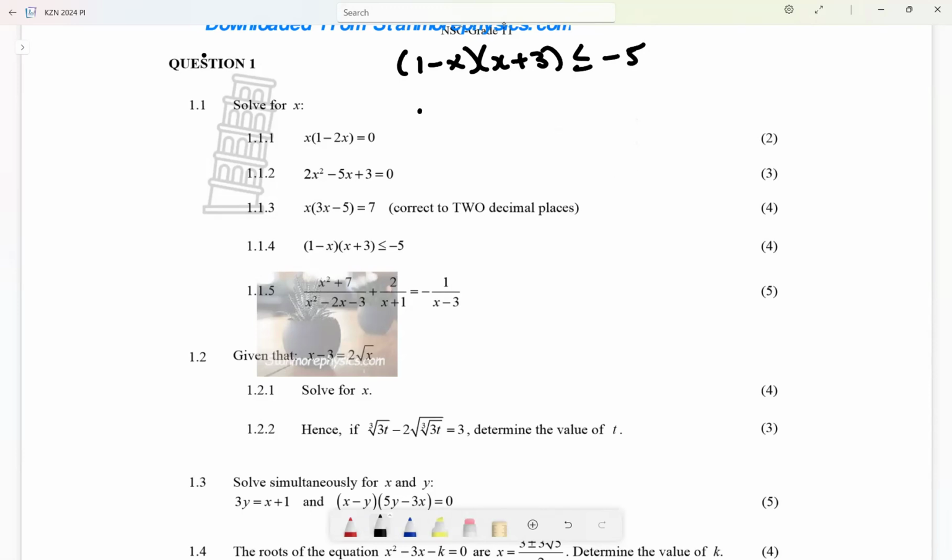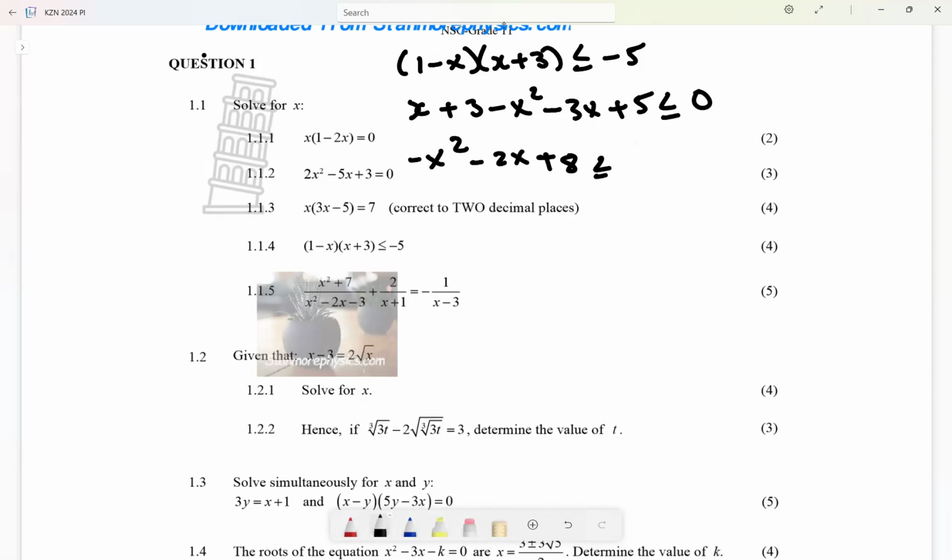1 multiplied by x becomes x. 1 multiplied by 3 becomes plus 3. Negative x multiplied by negative x is negative x squared. Negative x multiplied by positive 3 is negative 3x. Then allow me to take this 5 to the other side. 5 is less than or equal to 0. Then I have negative x squared. I rearrange them. x minus 3x is negative 2x. Then 3 plus 5 is plus 8. So less than or equal to 0.